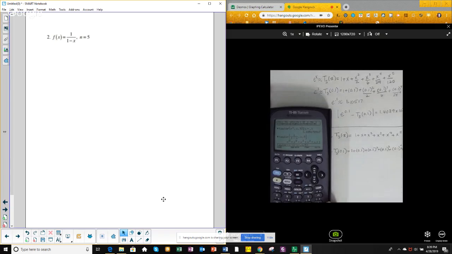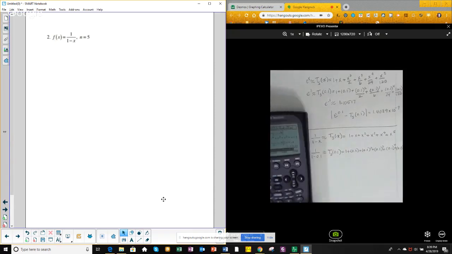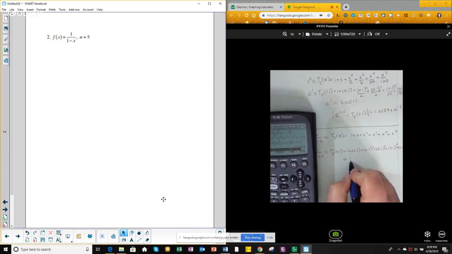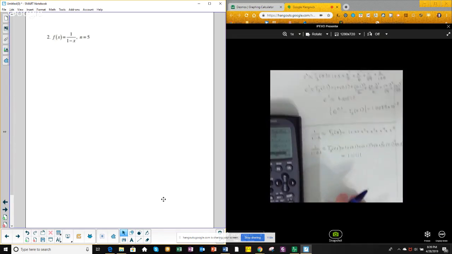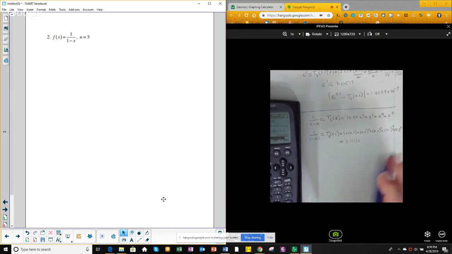And then let's put that on our calculator. Now, how are we going to do that? We're going to use the such that bar. I promise to hit it this time. x equals 0.1. And we're going to get 1.11111. That's our approximation using the 5th degree polynomial.